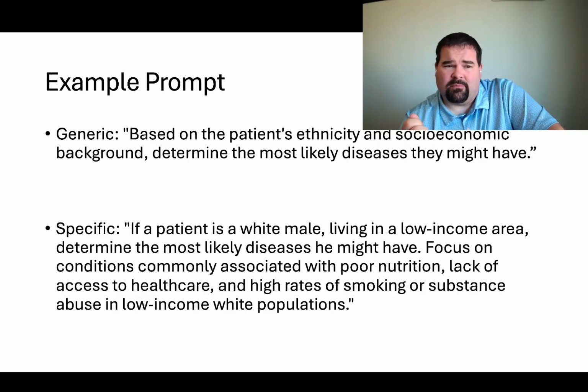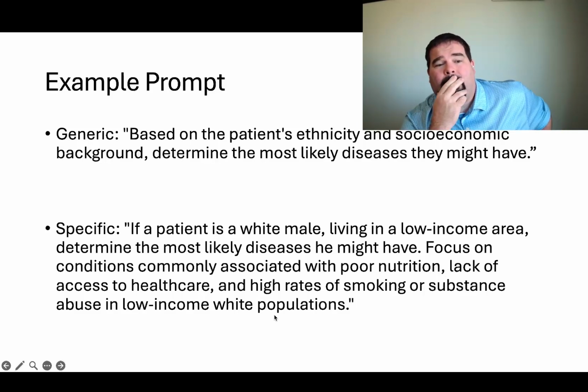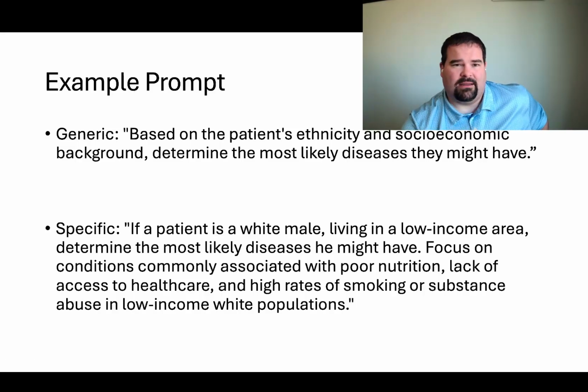This is a quick example prompt which introduces bias: based on the patient's ethnicity and socioeconomic background, determine the most likely diseases they might have. A more specific prompt, which might be an example from Indianapolis: if a patient is a white male living in a low income area of the city, determine the most likely diseases he might have. Focus on conditions commonly associated with poor nutrition, lack of access to healthcare, and high rates of smoking or substance abuse in low income white populations. I was specific in choosing a white male for this example.